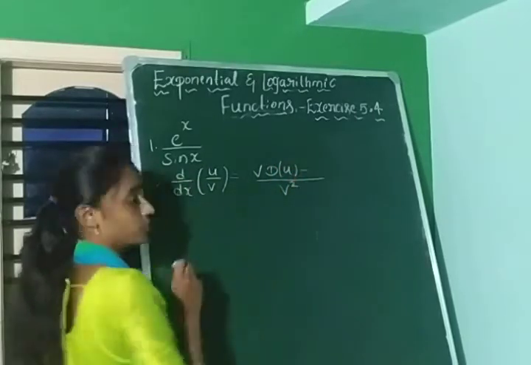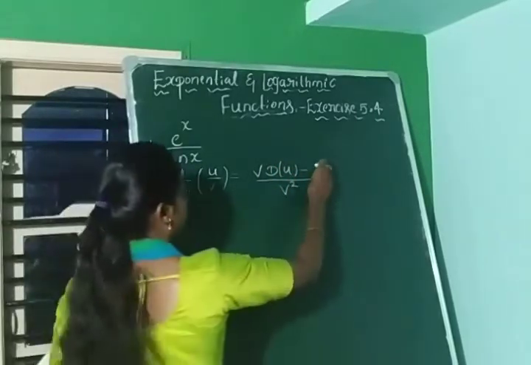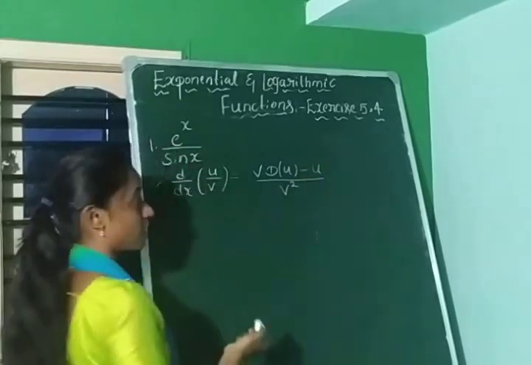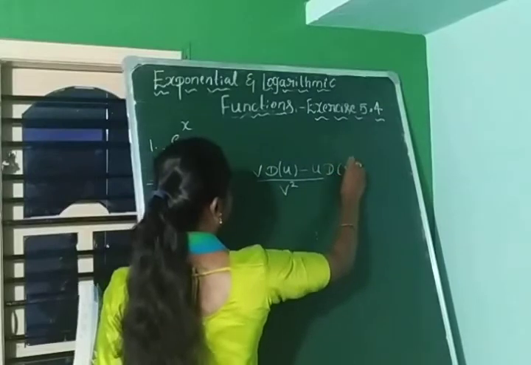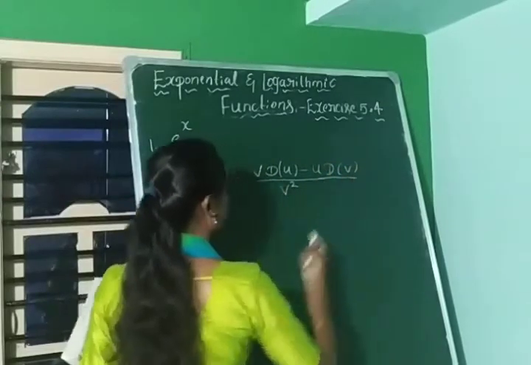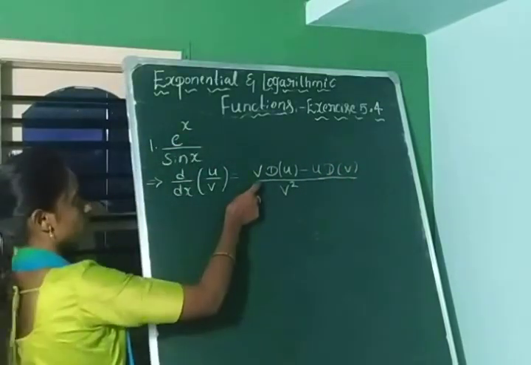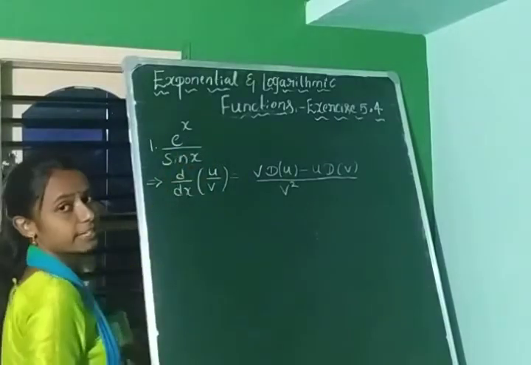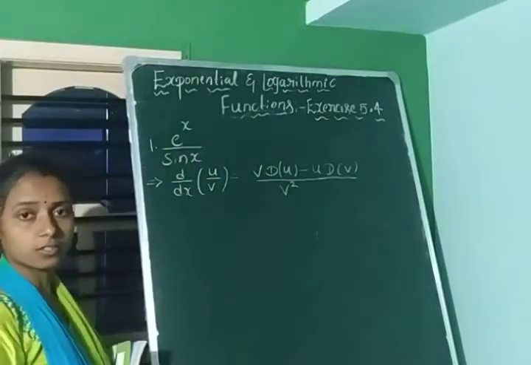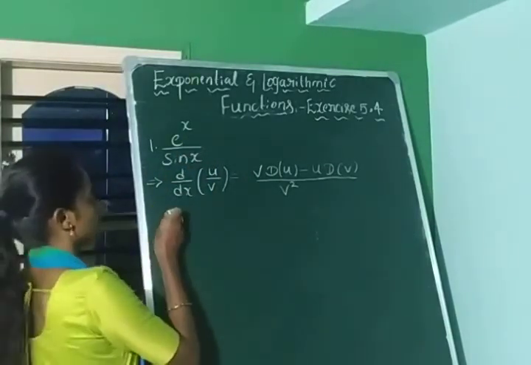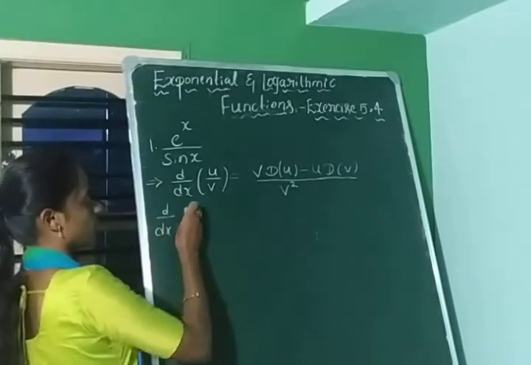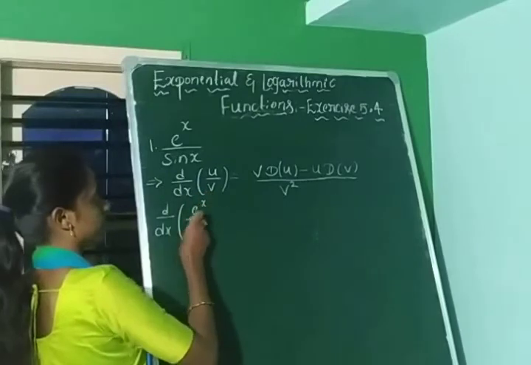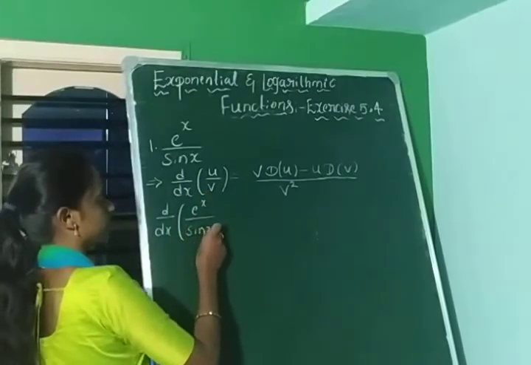In between we should use minus. Then write the first function, the numerator function, as it is, and differentiate the denominator next. So this is the quotient rule. This rule we are going to apply for the given problem, e power x upon sin x. So the derivative: d by dx of e power x divided by sin x.